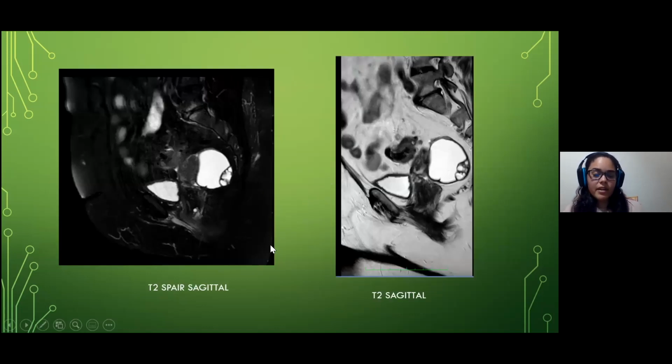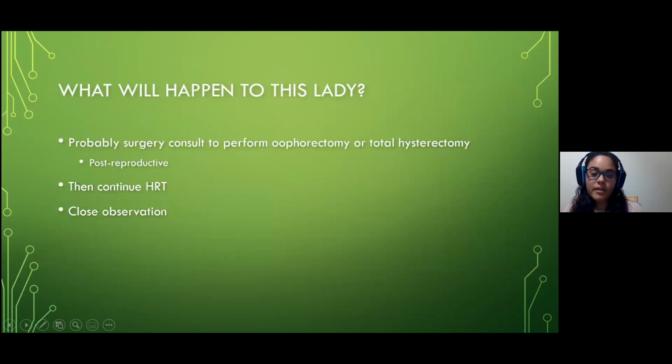And T2 SPAIR sagittal view as well, just to see and compare the bladder here, and to see how it would look on a sagittal view. Very interesting for me, seeing two masses of different ages, right? So what will happen to this lady?